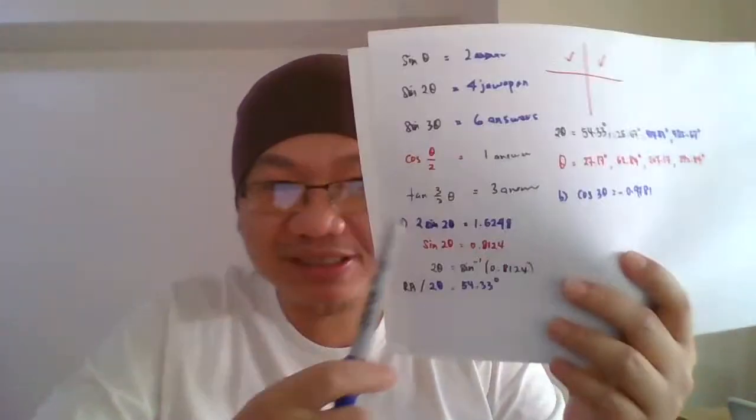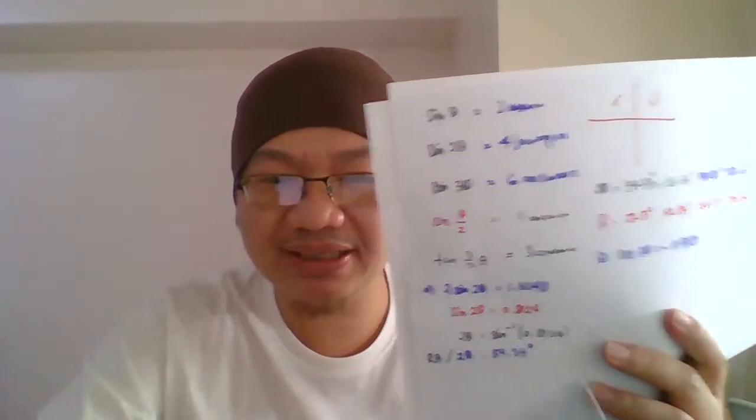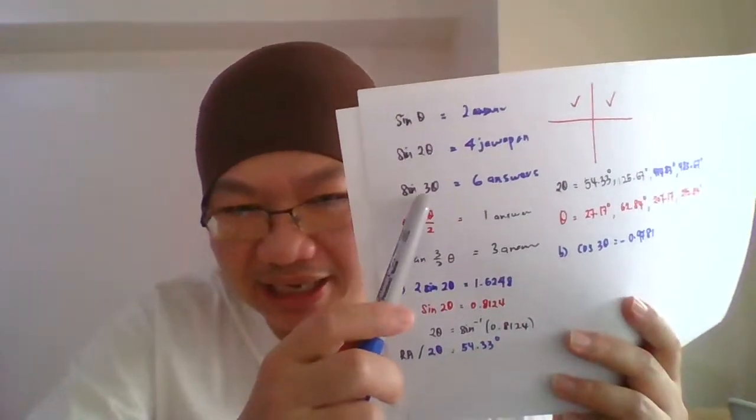3 theta, jawapan mesti ada berapa? 6 jawapan. Kalau 4 theta, 8 answer. Kalau 5 theta, 10 answer. Takkan keluar lah. Paling tinggi pun 3 theta. Okay. So, to find the answer, as usual, find the RA.